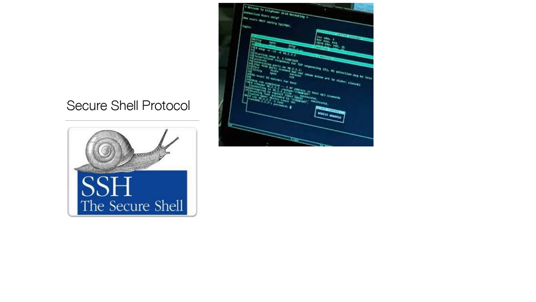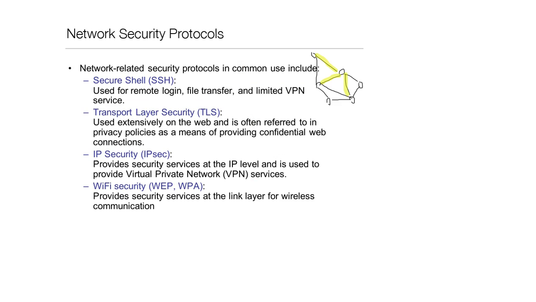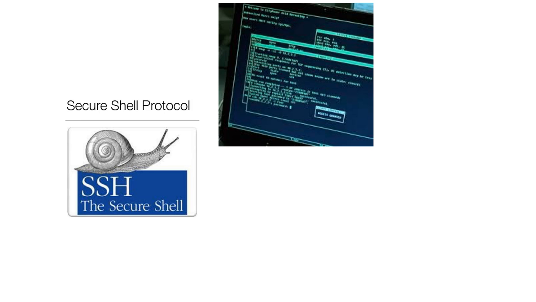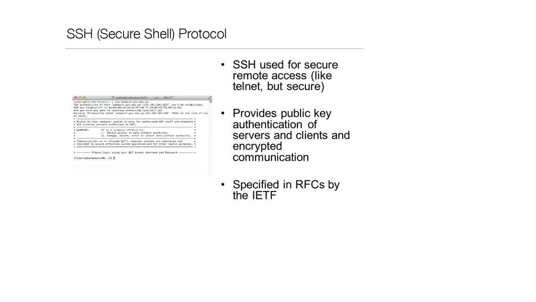Now let's look at the SSH protocol, which is a security protocol in the application layer. Secure Shell Protocol. So what is the SSH protocol? SSH is used for secure remote access. This is similar to Telnet, but this is secure. Telnet is a non-secure thing. And this provides public key authentication of servers and clients and encrypted communication.